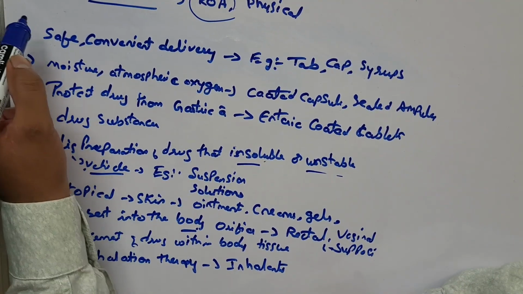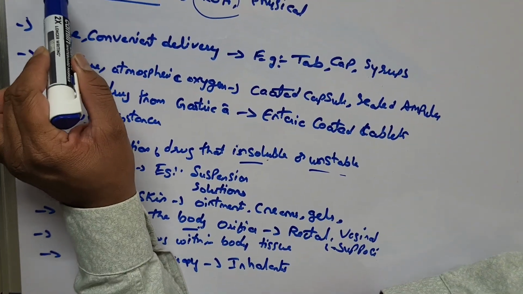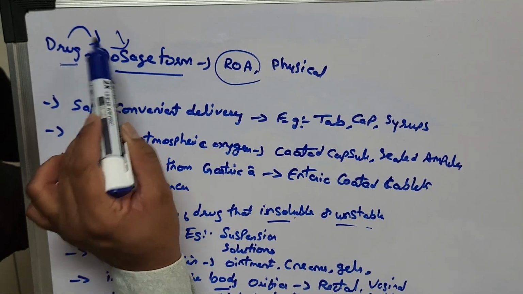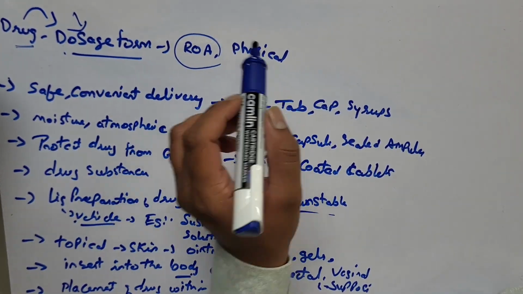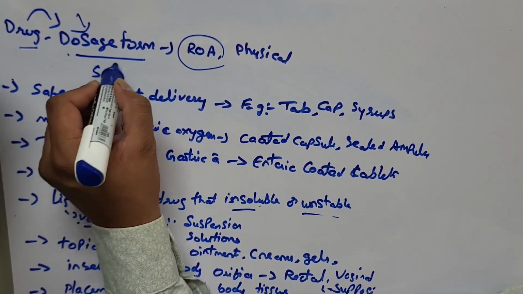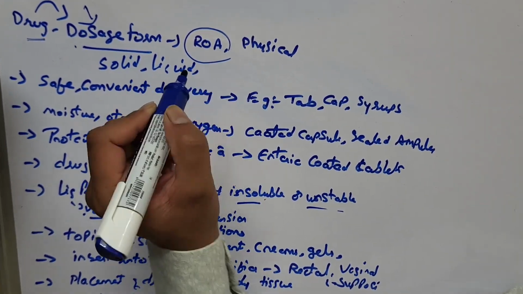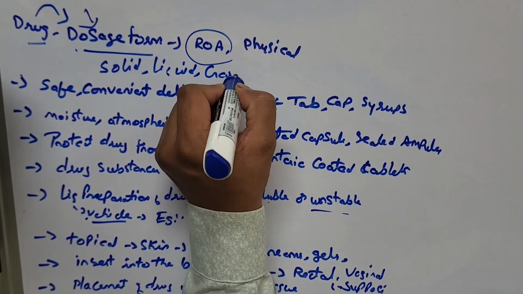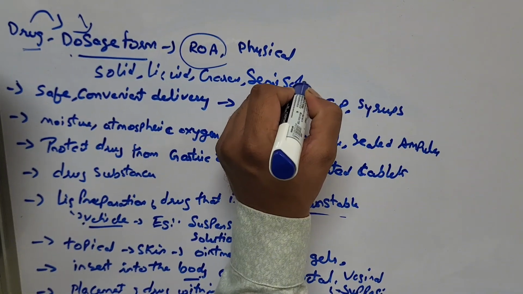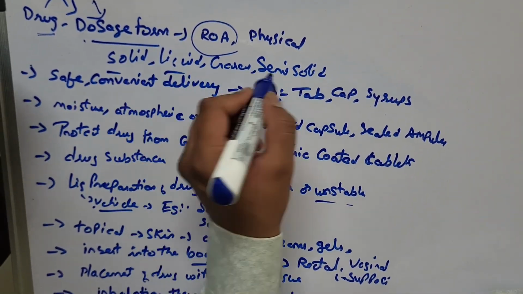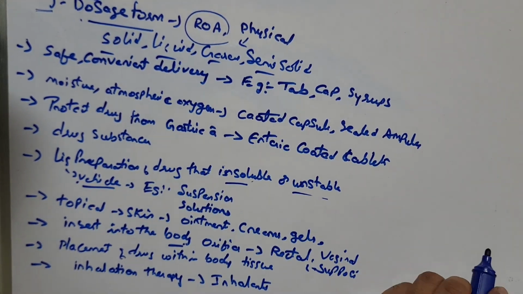So these are all the points we have to discuss. You have to know why the drug is converted into a particular dosage form. The dosage form may be solid, liquid, gaseous, or semi-solid. These are the physical forms.